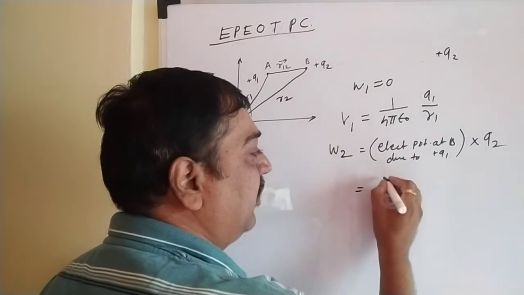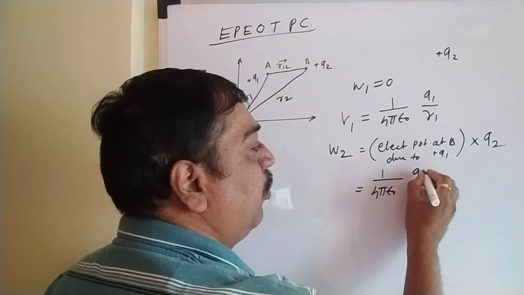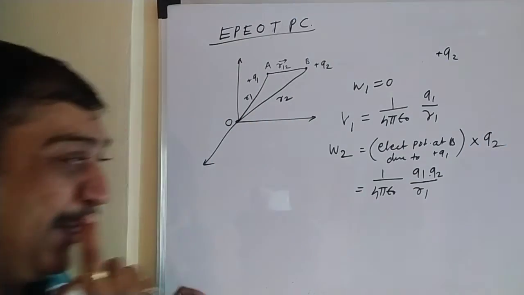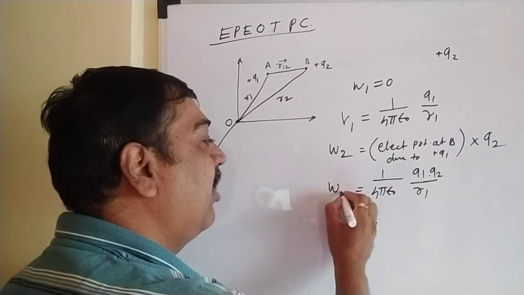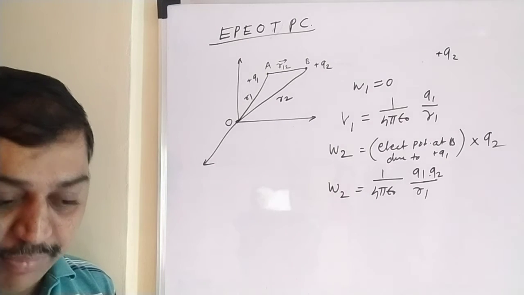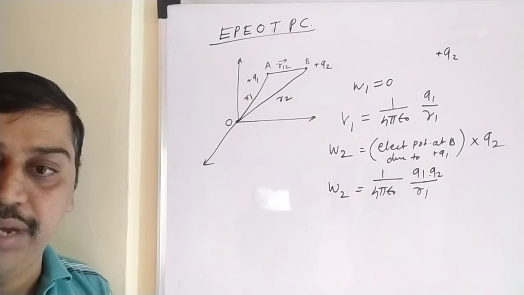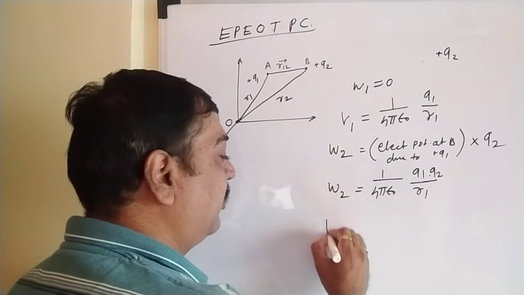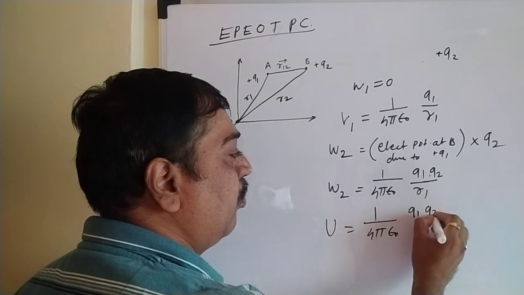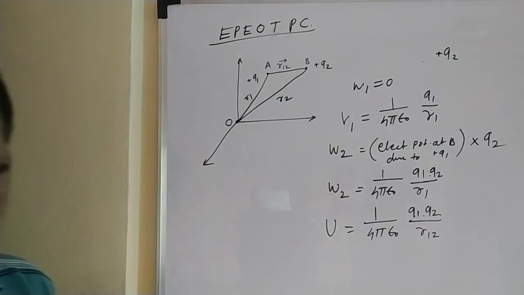Put the value: the electric potential due to Q1 is 1 divided by 4 pi epsilon 0 times Q1 divided by R, times Q2. This is the required work done to bring the charge Q2 from infinity to this place. And this work done itself is nothing but the potential energy to bring a charge from infinity to place B. So that can be written as U equals 1 divided by 4 pi epsilon 0 times Q1 times Q2. As these two charges are separated by distance R12, we write R12.